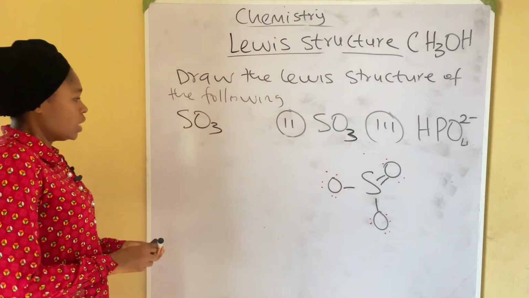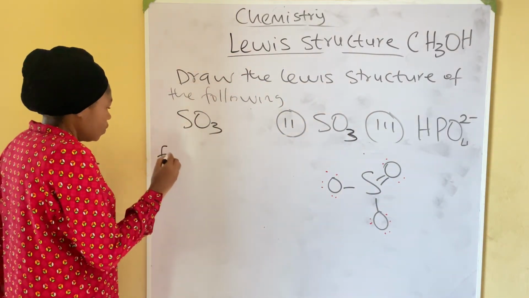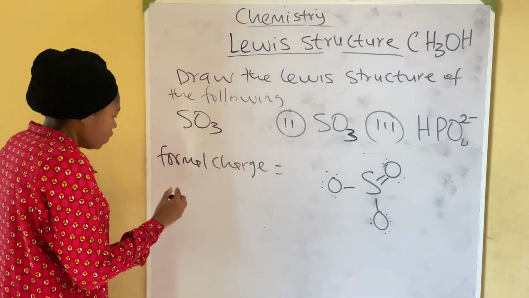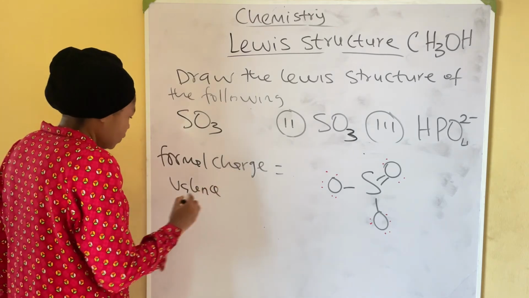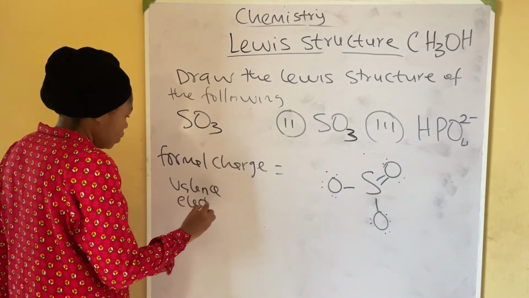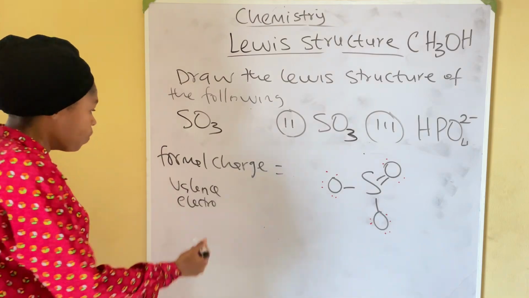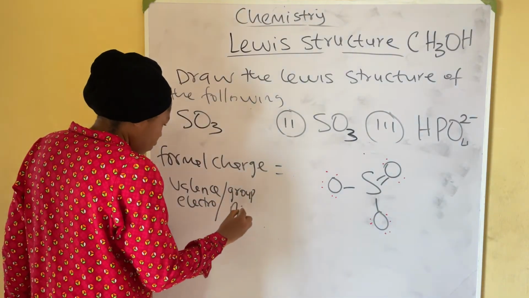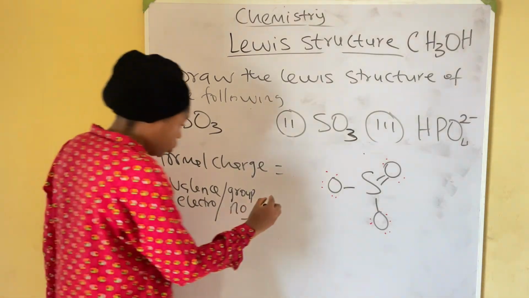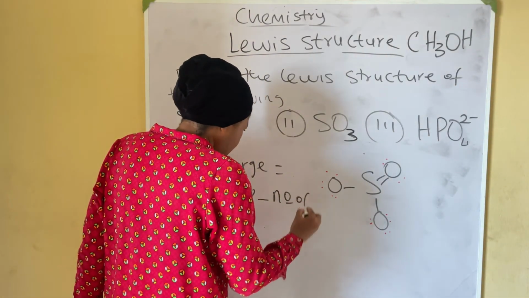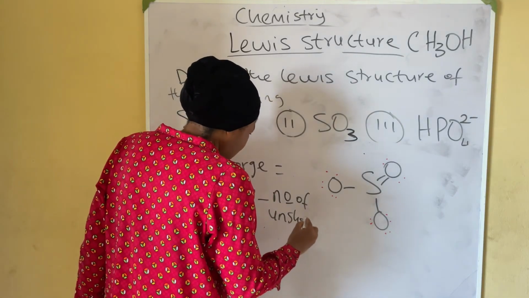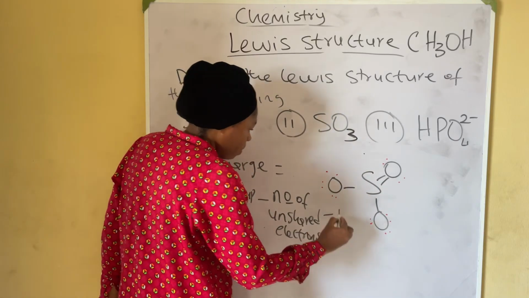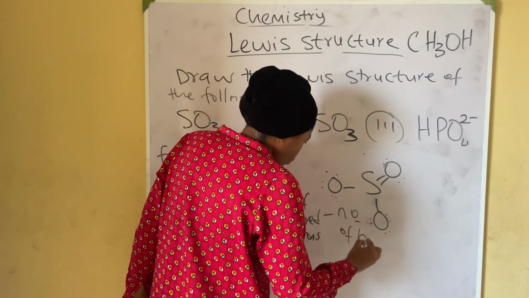So this is our structure. So let's look at formal charge. Formal charge is equal to what? Valence electrons, or what I say, group number, minus number of unshared electrons, minus number of bonds.